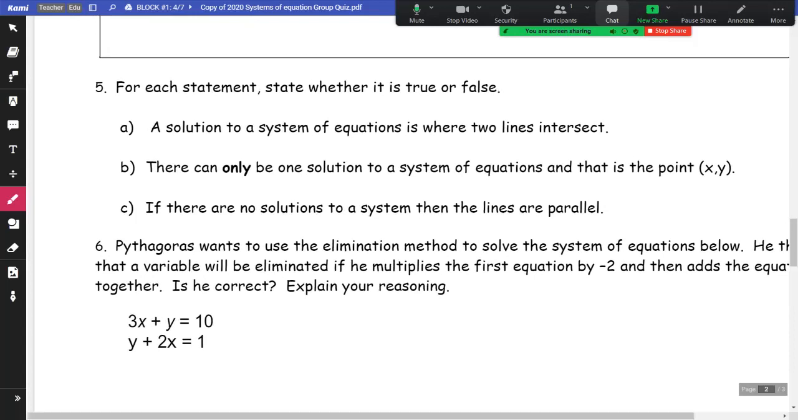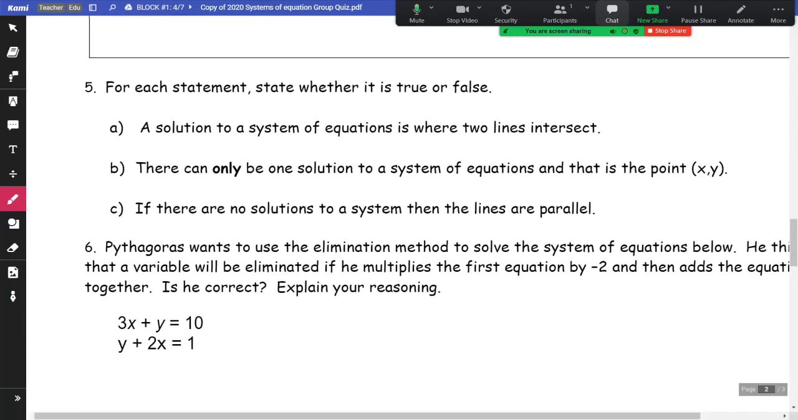Okay, for each statement, state whether it is true or false. Okay, so a solution to a system of equations is where two lines intersect. True. There can only be one solution to a system of equations, and that is the point x comma y. For that, I'm going to say false, because two lines only cross at one point unless they don't cross, which would be parallel lines, or unless they are the same line. So if they are the same line, you have infinitely many points that actually are solutions. So that is false. If there are no solutions to a system, then the lines are parallel. That is true.